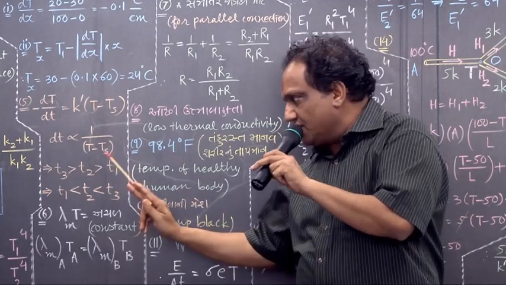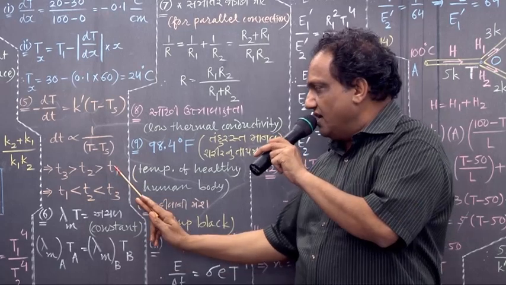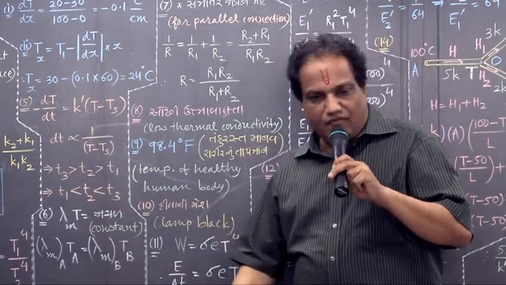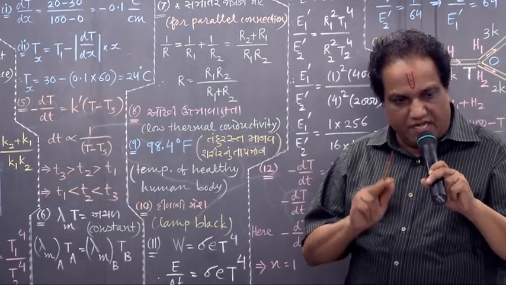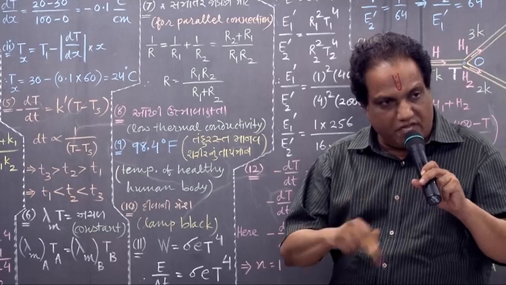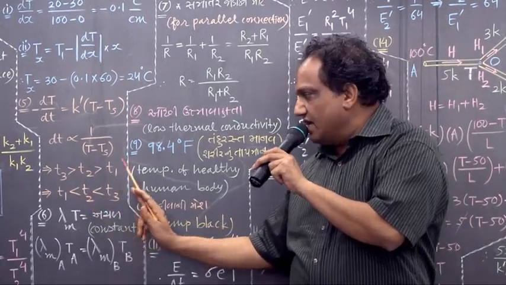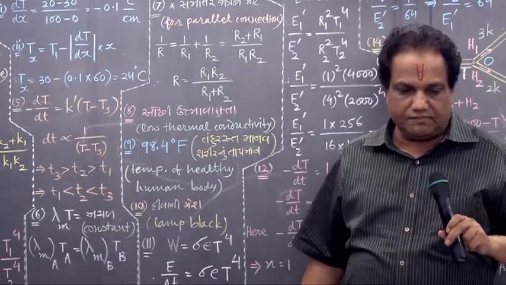Correct? But this option is correct, but they have not given. They have given in the reverse order. T1 less than T2 less than T3. When you reverse the order in an inequality relationship, remember the inequality sign also should be reversed. Here it was greater than, here I am writing less than. Correct? T1 less than T2 less than T3. Got it? Next.